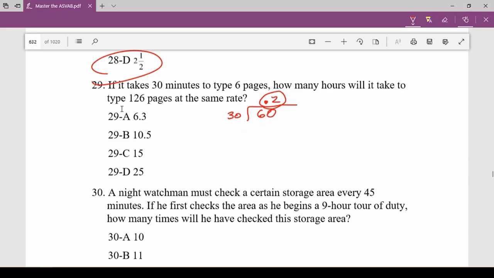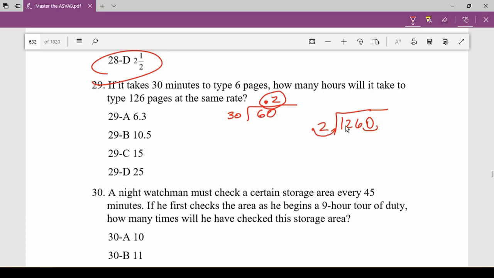So how many hours will it take you to type 126 pages? It's going to be 126 divided by 0.2. Again, as I mentioned earlier, you can't divide with the decimal on the outside. So you have to move it over one. When you move it over one there, you have to move it over one here, in which case you have to add a 0. Okay.